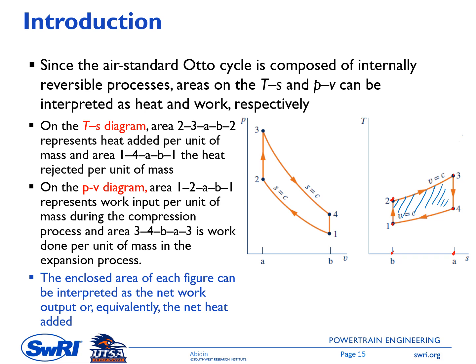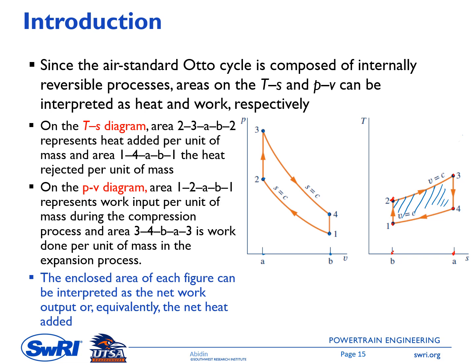Okay. And then in the PV diagram, the area surrounded by point 1, 2, and then A, B, 1 again, represents the work input per unit of mass during compression. Okay, during the compression, there will be energy going into the system. And then the area surrounded by point 3 and then point 4 and then B, A, 3 again, is the work done per unit of mass in the expansion process or the power stroke.